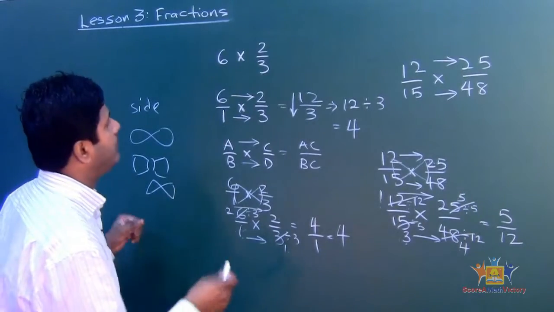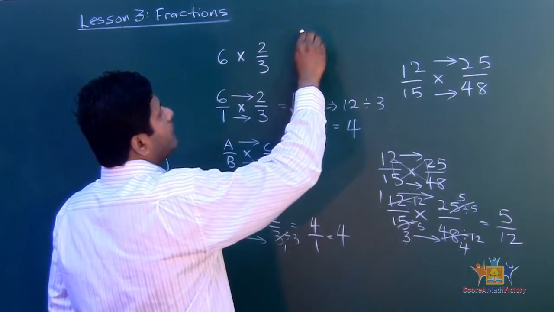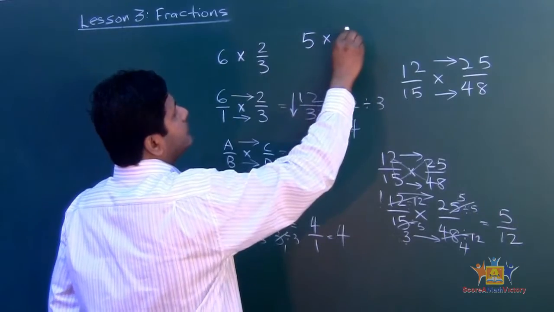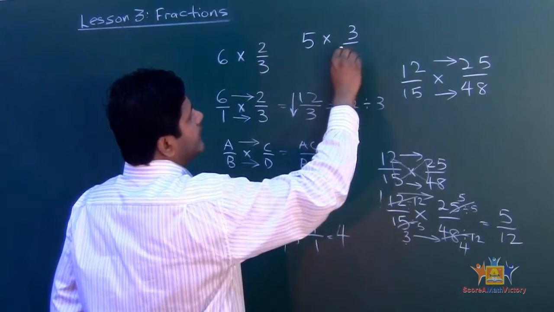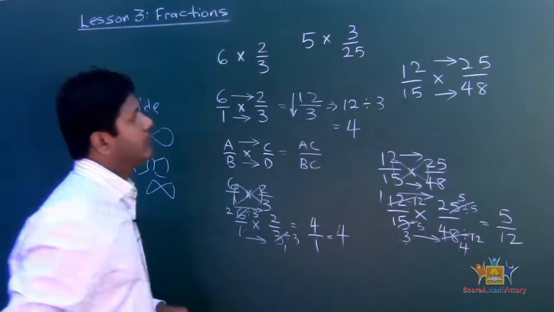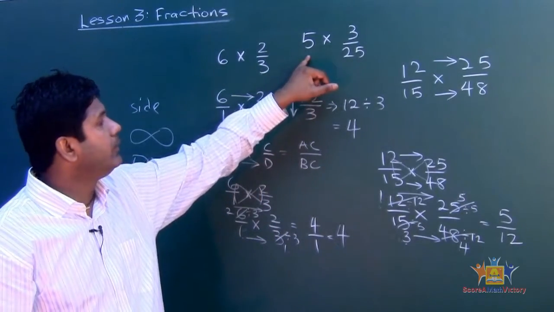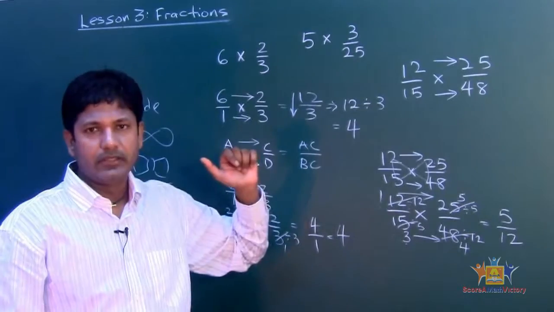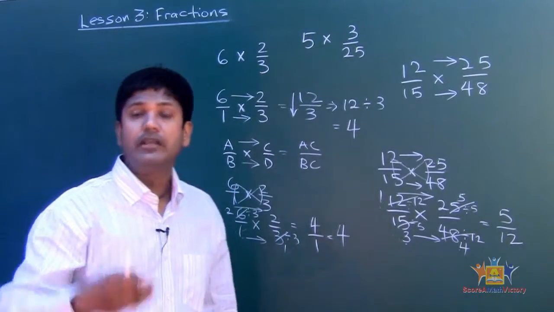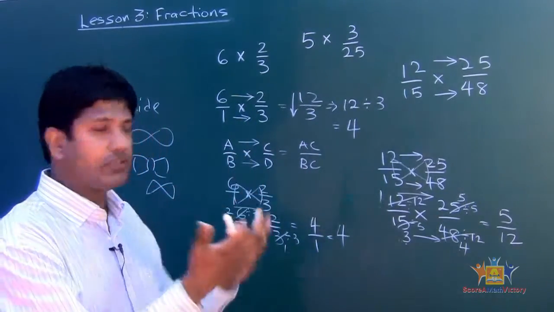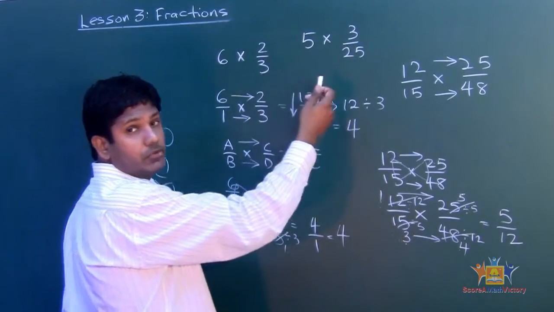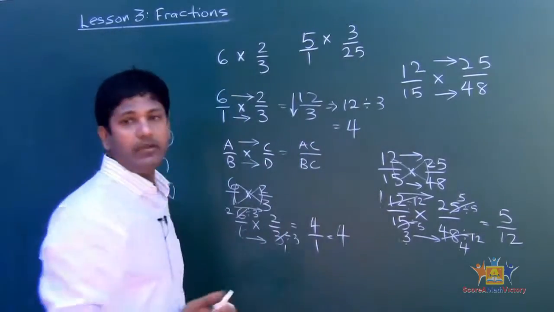Okay, let's do another problem. Let's say, for example, I have 5 times 3 over 25. So I got a whole number multiplying with a fraction. Can I do that? No. What I have to do is have both sides be fractions. So I have to change 5 into a fraction, which would be what? 5 over 1. Now it's a fraction.